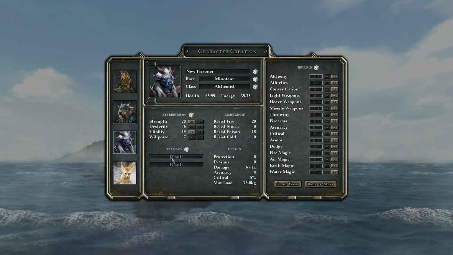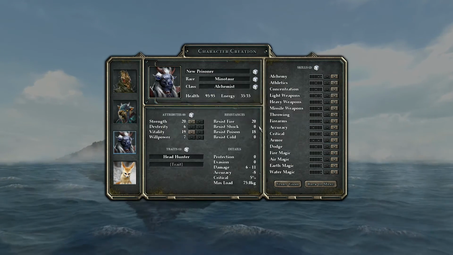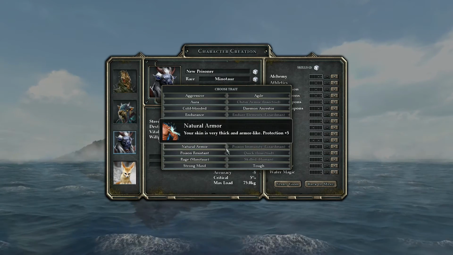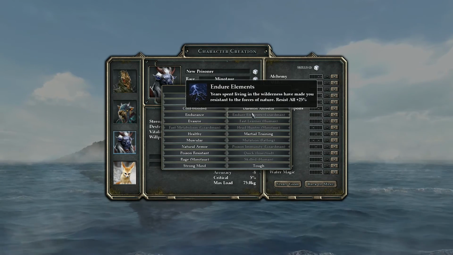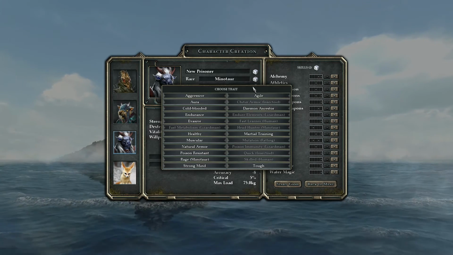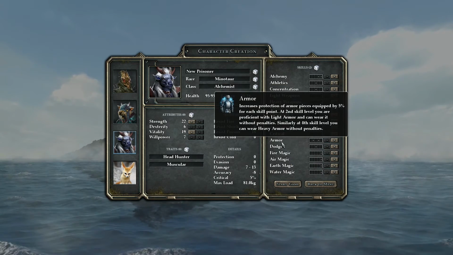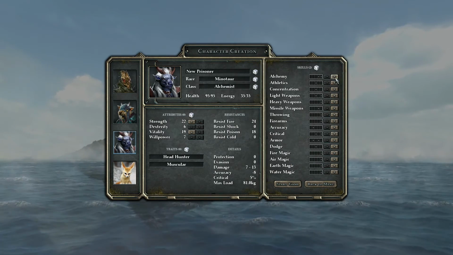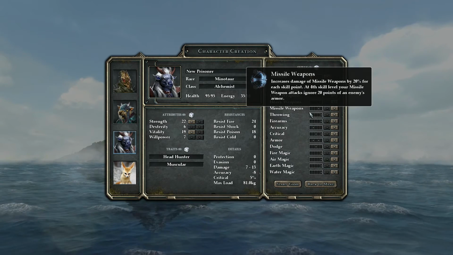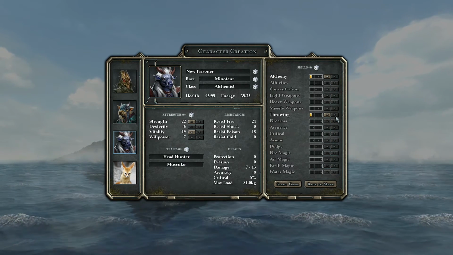Okay, so let's look at his traits. We're going to give him Headhunter, to give him as much strength as possible. We're also going to give him Throwing, Muscular. Now we're going to go with Alchemy and Throwing. The reason we're going with Alchemy and Throwing is he's our throwing specialist, and there are plenty of throwing weapons in the game.